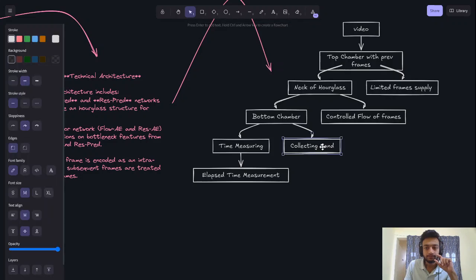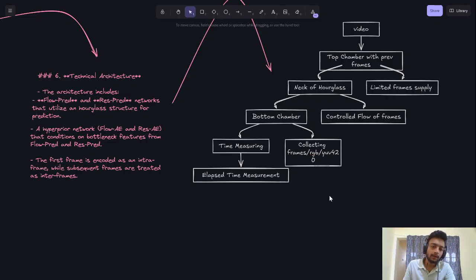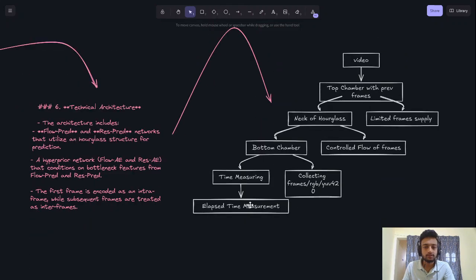collecting frames, as well as what we are collecting: RGB and YUV420 in that. So yeah, the time measurement and these things.